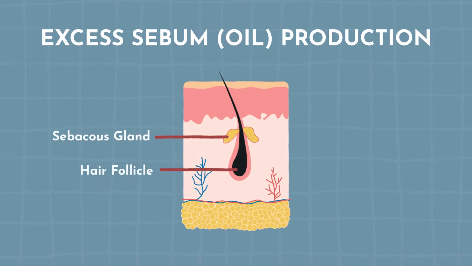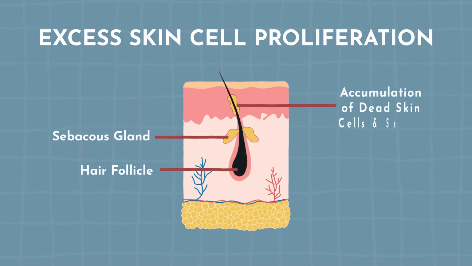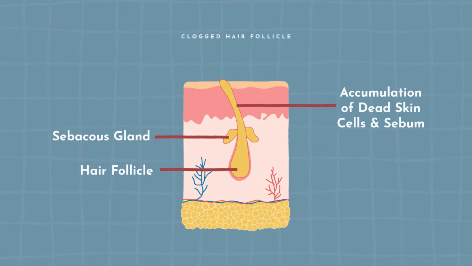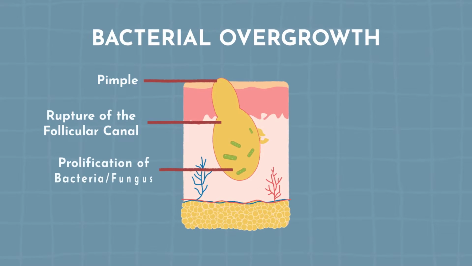Step number 2 in the pathophysiology of acne is going to be excess skin cell proliferation. So we can get an accumulation of these dead skin cells and then this excess sebum, and it gums up and clogs the hair follicles. So that's step 3, that clogs hair follicle. And then step 4 in the pathophysiology would be overgrowth.